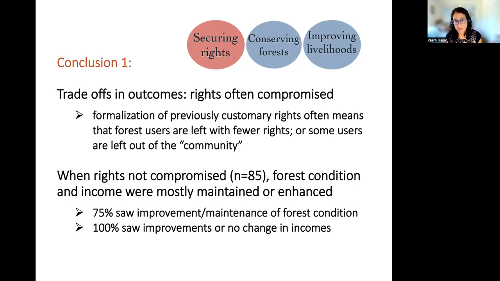Of course, what we do need to also point out is that in those cases where rights were not compromised, so this is 85 of our cases, forest condition and income were mostly maintained or enhanced. So 75% of those cases saw improvements or maintenance of forest condition, and 100% of them saw improvements or no changes in incomes. So we can't really say anything about cause and effect here.